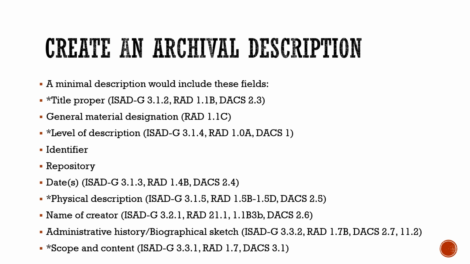You can then choose the Creator Authority record from a drop-down menu in the Name of Creator field. The administrative or biographical history will flow through from the authority record because you have linked them. The next demonstration will show you how to create an archival description which links an authority record with the archival description record in AtoM.